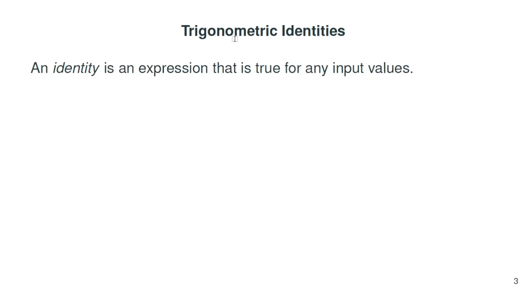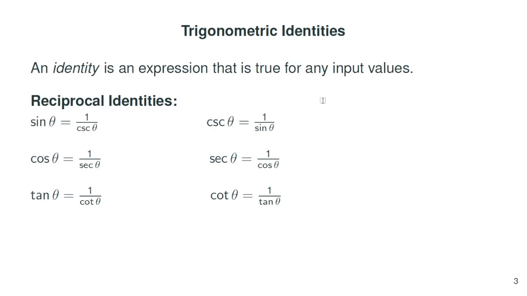So let's discuss trigonometric identity first. An identity in general is an expression that is true for any input values. And we have already seen some of these. Here are some reciprocal identities. So we know that sine theta is equivalent to 1 over cosecant theta. So this is an identity because whatever angle I put here, I can also put the same angle here, and this equation is always true for any input. So that's why this is called an identity.